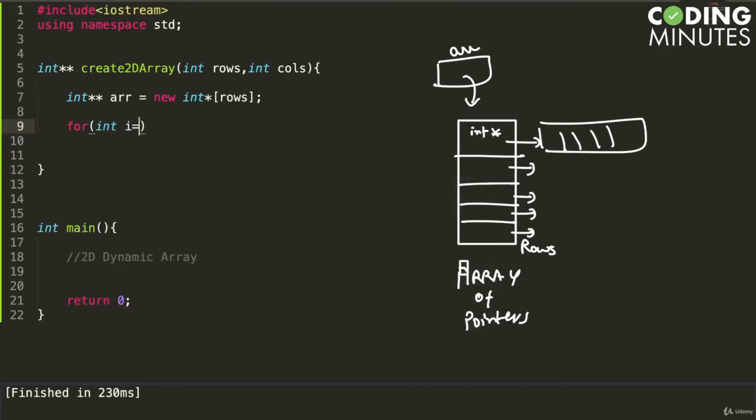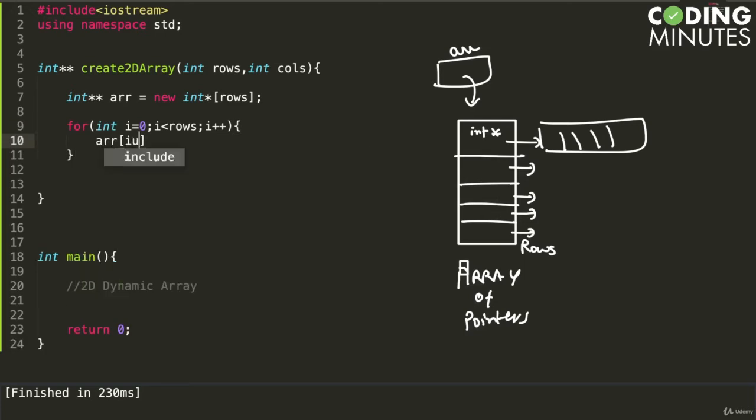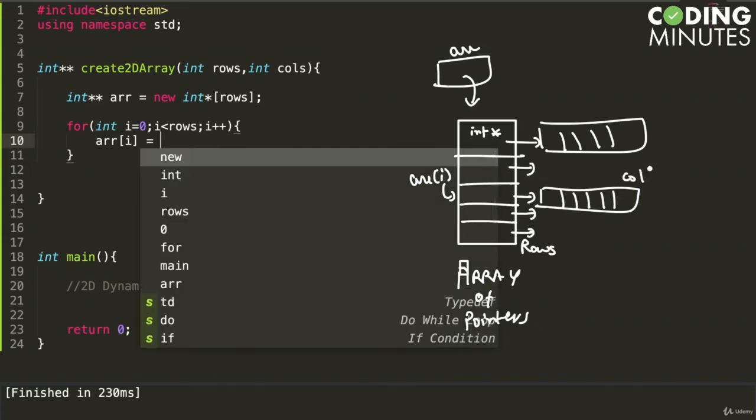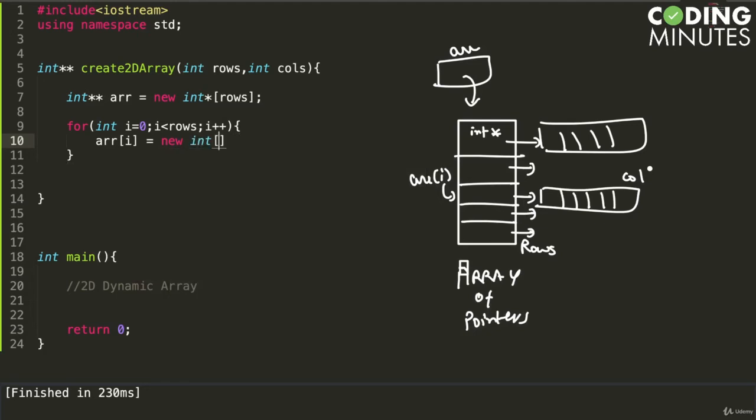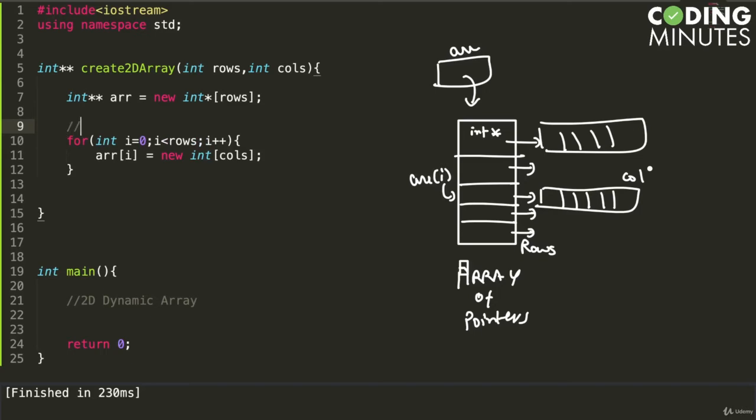For int i equals 0, i less than the number of rows, i plus plus, and I can say array of i. Okay, so that means we are talking about this box. Let's say this is the ith box. So this is array of i. This should point to a new array which has column number of columns. So array of i should be equal to new int, and each box is of the type int. That's it. So this is how we allocate memory for each row.